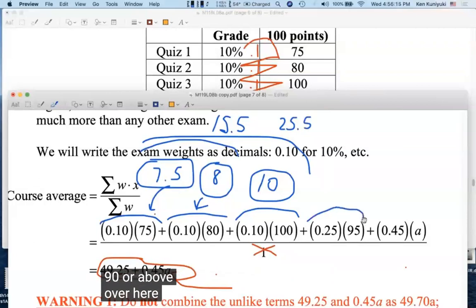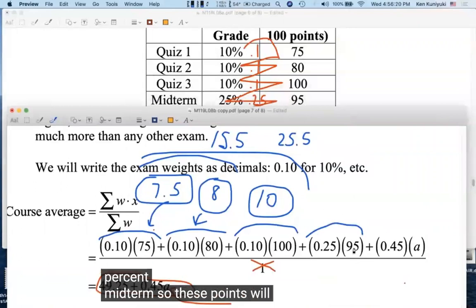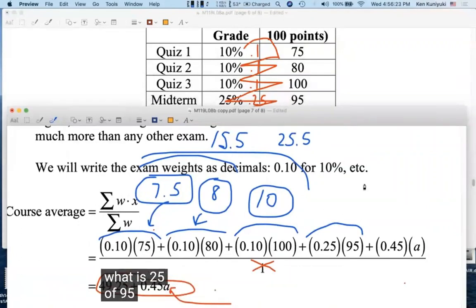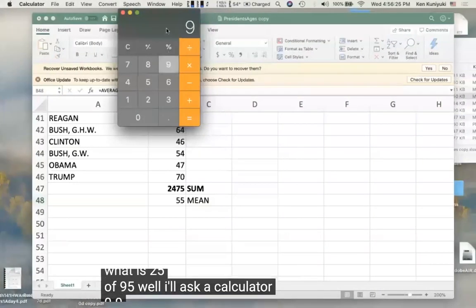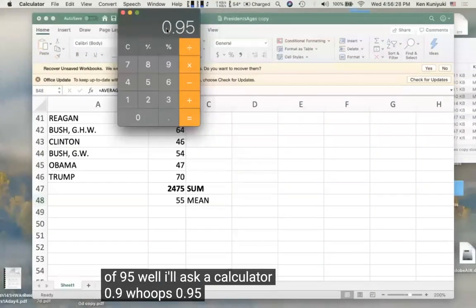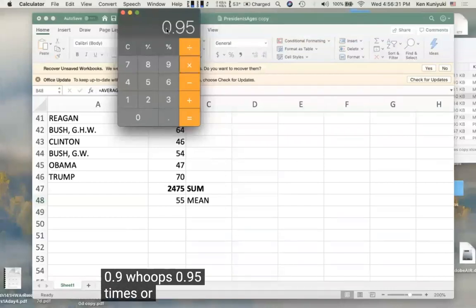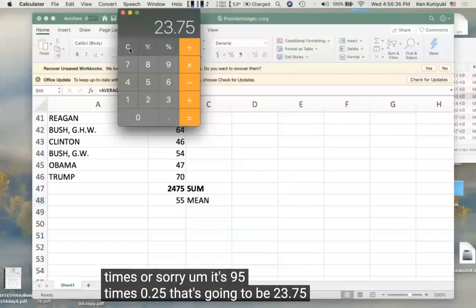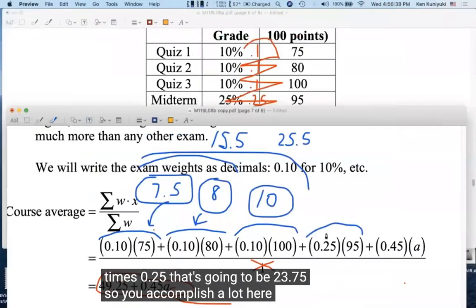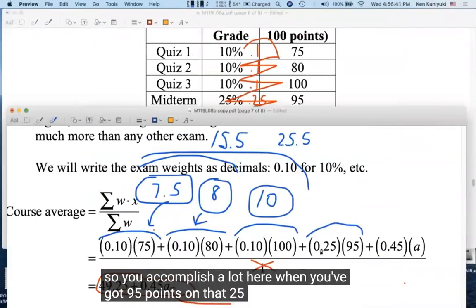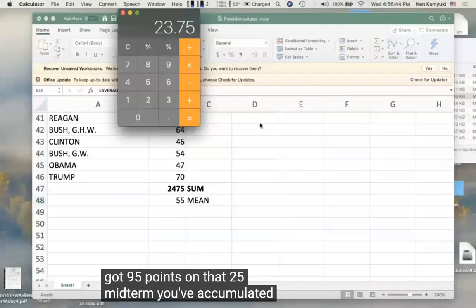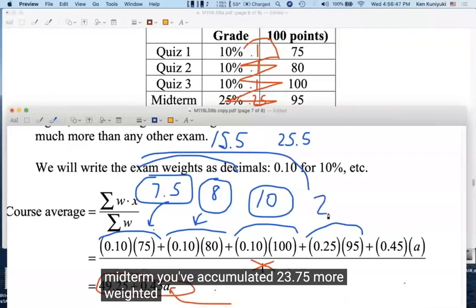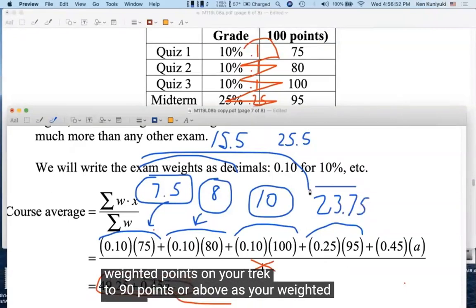Over here, you got 95 points on a 25% midterm. So these points will count more. What is 25% of 95? Well, I'll ask a calculator. 95 times 0.25. That's going to be 23.75. So you accomplish a lot here. When you got 95 points on that 25% midterm, you've accumulated 23.75 more weighted points on your trek to 90 points or above as your weighted course average.